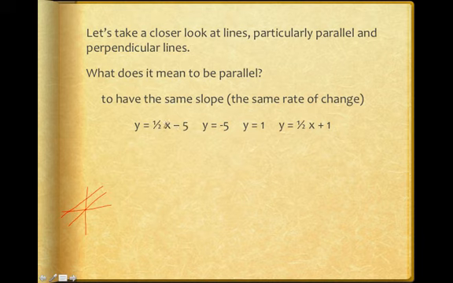Well, here I see this is in slope-intercept form, so I know that this is my slope. That's 1/2. This y equals -5 is a horizontal line. That slope is 0. And y equals 1 is also a slope of 0. So that's another horizontal line. And finally, I've got y equals 1/2 x plus 1. So I've got another slope of 1/2. So I've got this equation and this equation. Those lines will be parallel. And because I've got two horizontal lines, of course, those two are going to be parallel as well.